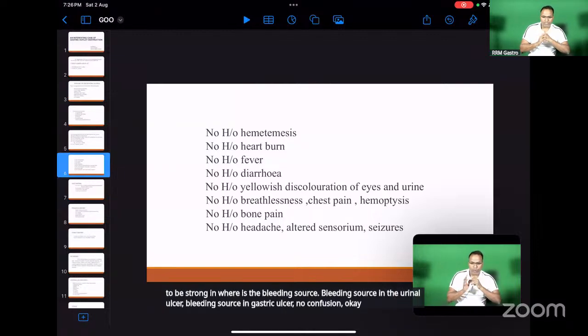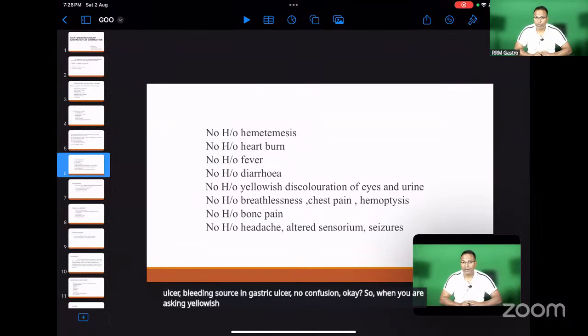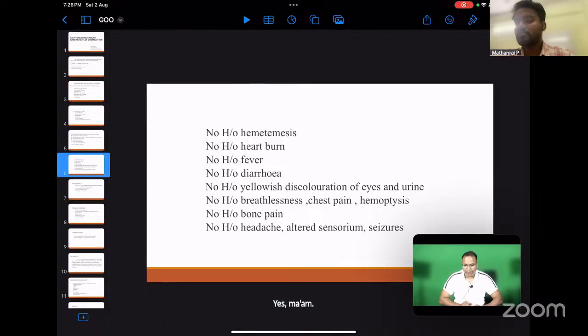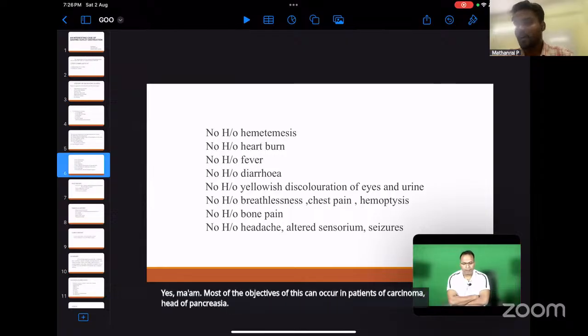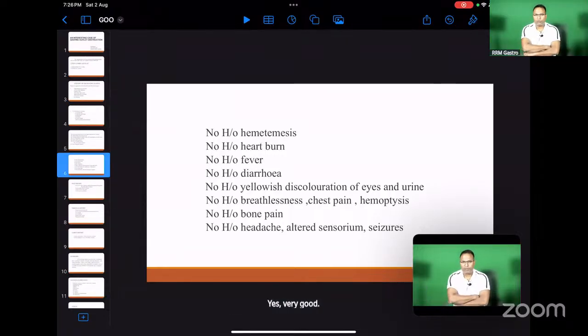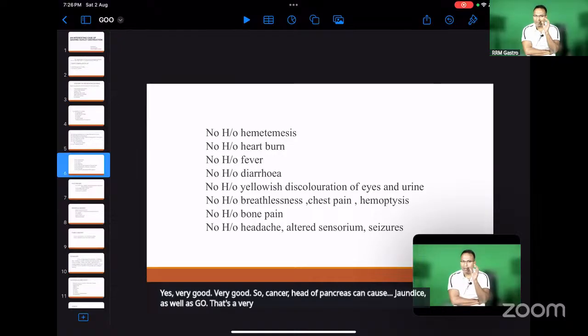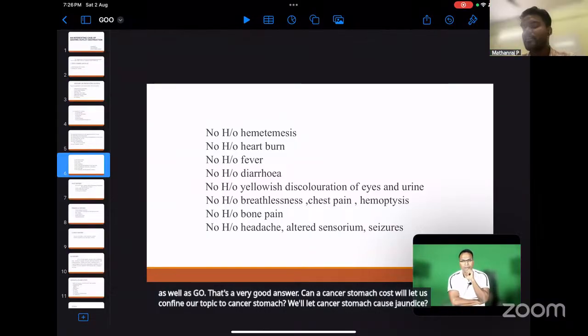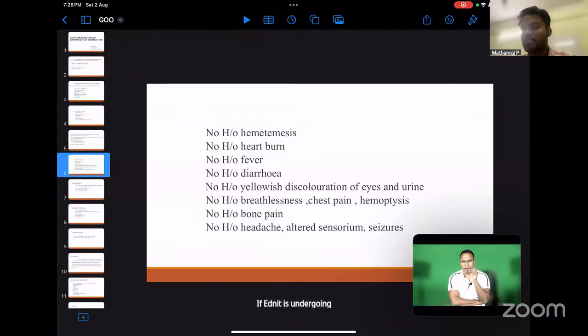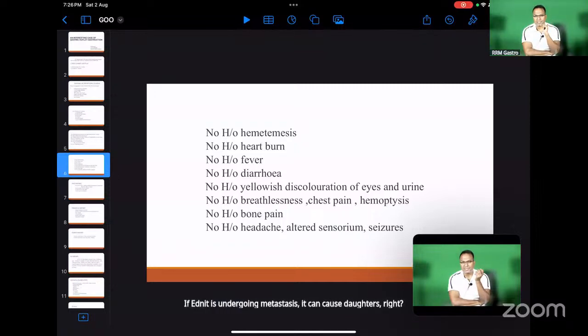Okay. So why are you asking about yellowish discoloration of eyes and urine? Most obstructive jaundice can occur in patients with carcinoma head of pancreas. Very good. Cancer head of pancreas can cause jaundice as well as GOO. Can a cancer stomach cause jaundice? Let us confine our topic to cancer stomach. When does a cancer stomach cause jaundice? When it is undergoing metastasis, it can cause jaundice. Where will the metastasis go?